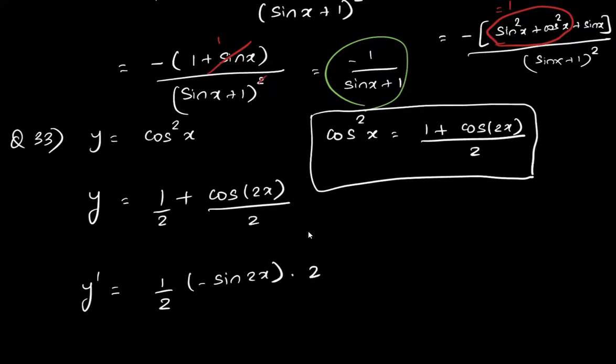Okay, so which can be written as negative sine 2x as my final answer. Okay, so we can revisit this problem. I'm going to put a star next to it so that we can revisit this after section 3.7 where we have done the chain rule.